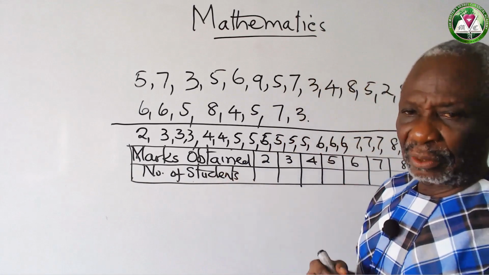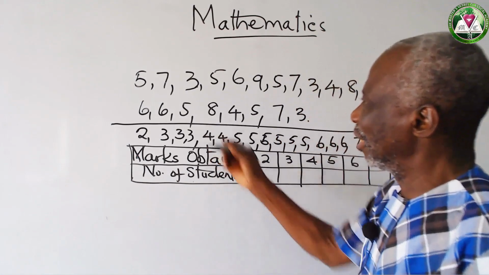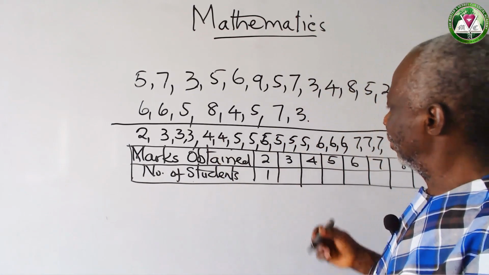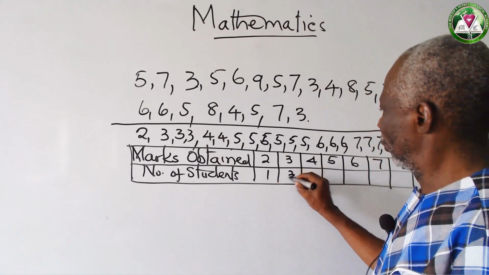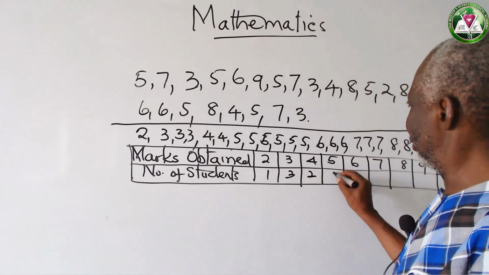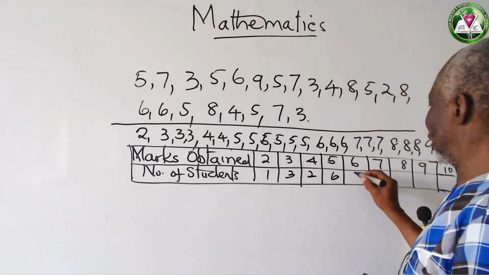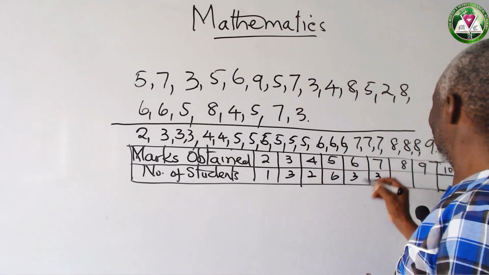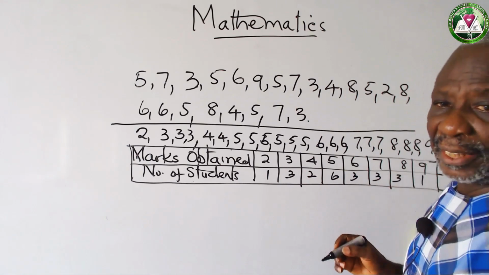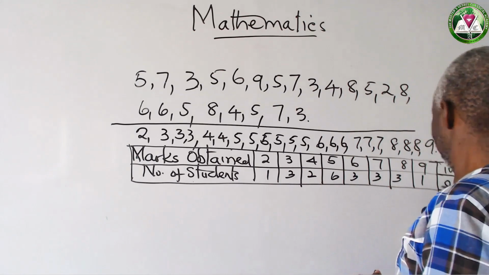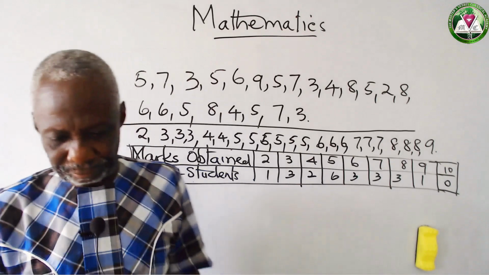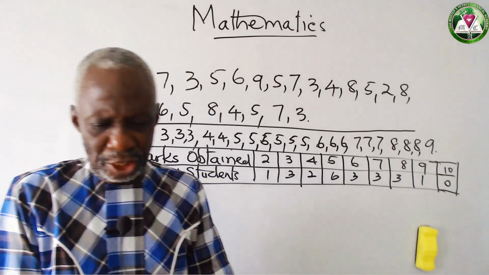So we can fix. Quickly, quickly. Let's fix. How many got 2? 1. How many got 3? 3. How many got 4? 2. How many got 5? 6. How many got 6? 3. How many got 7? 3. How many got 8? 3. How many got 9? 1. And how many got 10 over 10? 0. You don't put dash there. What you put there is 0.